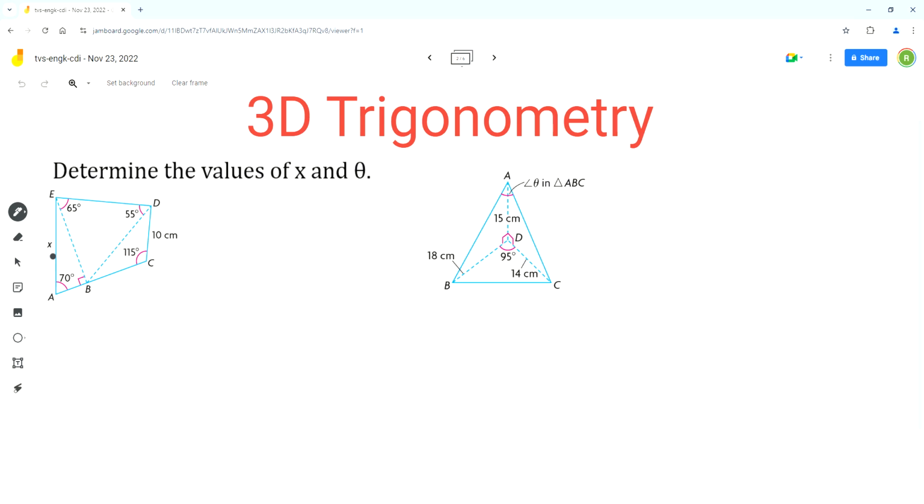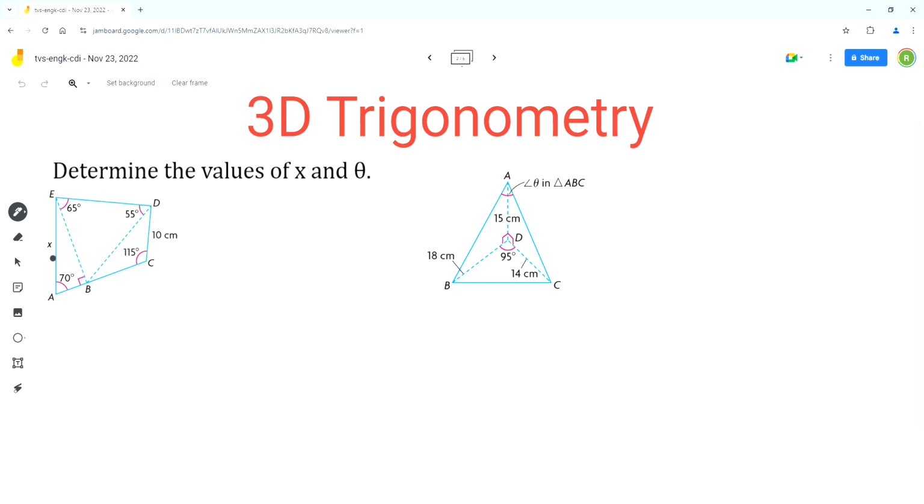X is the length of side AE. Side AE is in triangle ABE and it is a right angle triangle. There is not enough information given in triangle ABE to find the value of x, so we have to analyze the other two triangles first and then we'll find the value of x.